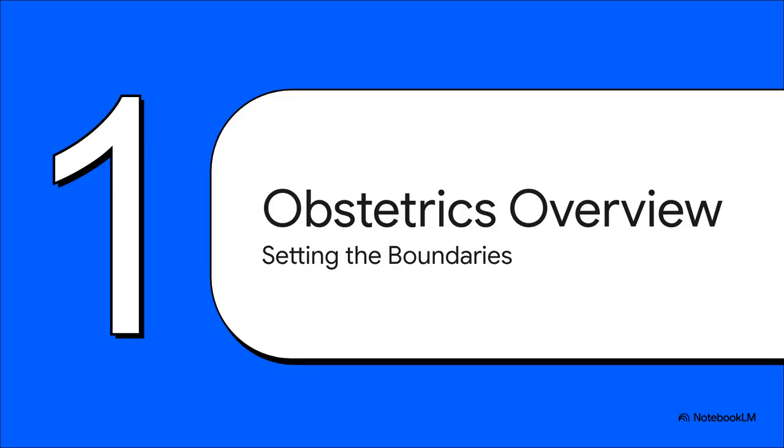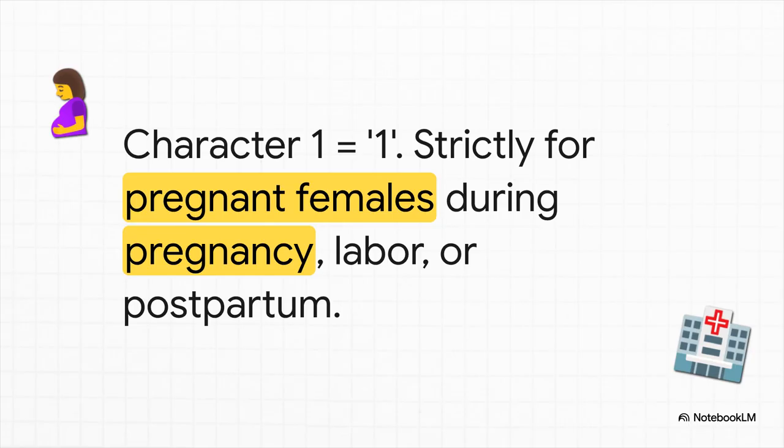Starting off with Section 1, Obstetrics Overview, Setting the Boundaries. So the golden rule here is that all codes reporting an obstetrics procedure provided to a pregnant woman admitted into a hospital will always begin with the number 1. The obstetrics section is dedicated strictly to care provided during pregnancy, labor, and the postpartum period. Now, the relationship between an obstetrician and a patient can last many months, right? But in the inpatient hospital setting, we're only coding for the acute care procedures provided during that specific admission window. If it meets these criteria, character position 1 is an automatic 1.